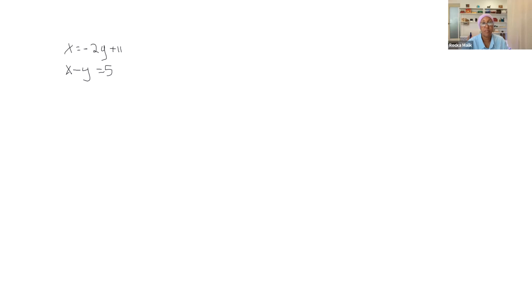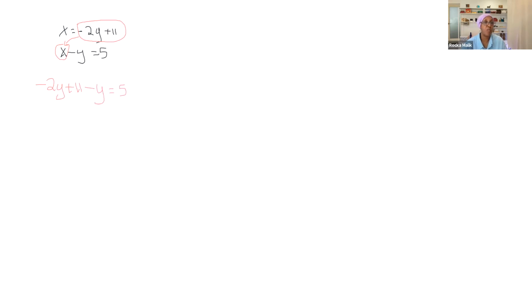Okay, so let me show you how this works. This is telling me that whatever X is, it's equal to negative 2Y plus 11. So I can substitute that X value of negative 2Y plus 11 into this bottom equation. No problem. Instead of X here, I'm going to write negative 2Y plus 11 as my X, and then continue with the minus Y equals 5.